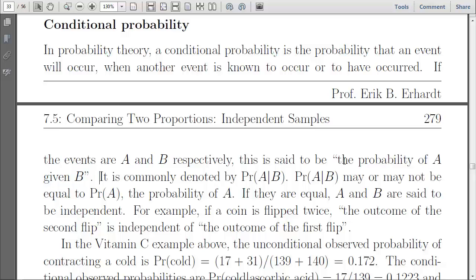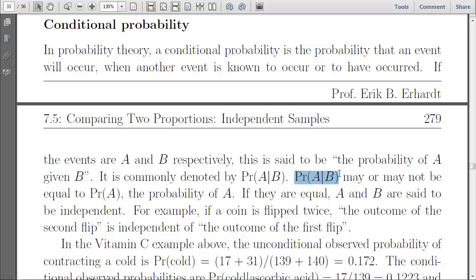So here's the notation that we're going to use. Here's the probability of A given B. So this vertical pipe, which is the shift key above your enter key and below your backspace, that vertical pipe means given or conditional on.